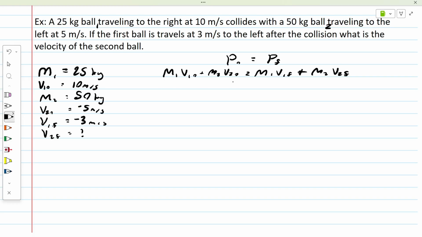In this case, the mass is not changing, so we don't have to worry about having initial and final masses, but if they did change, you would want to worry about that. Okay, so we want to solve for V2 final. So this is what we want to solve for. So let's rearrange the equation to get that by itself. So we can say M2 V2 final equals M1 V1 initial plus M2 V2 initial minus M1 V1 final.